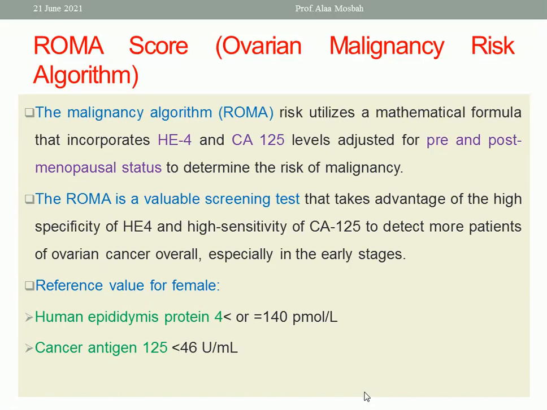What is the reference value in the female? Human epididymis protein 4 should be less than 140 picomole per liter, while CA125 should be less than 46 units per liter.